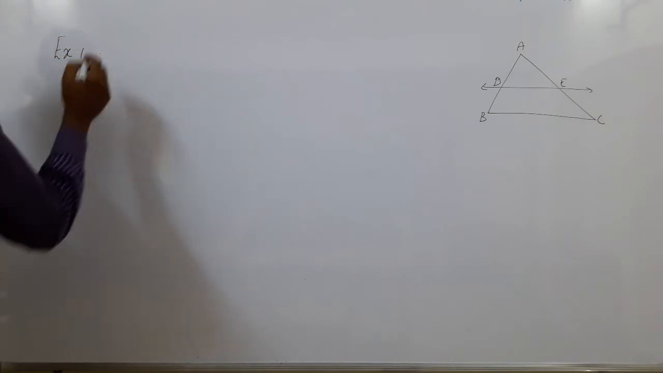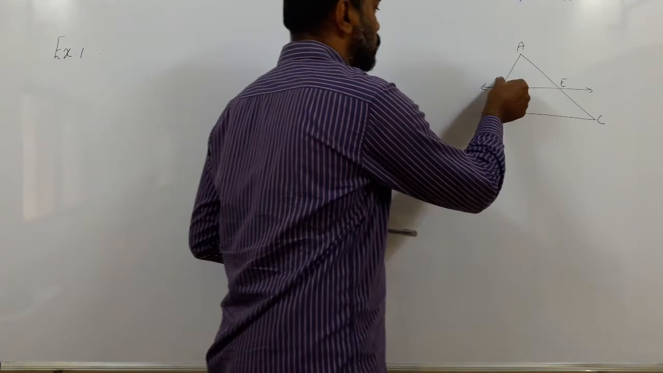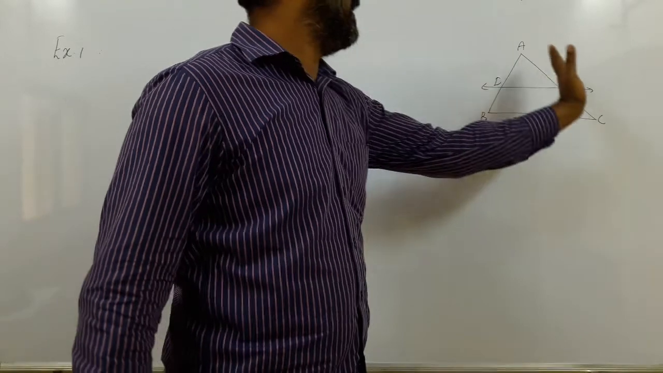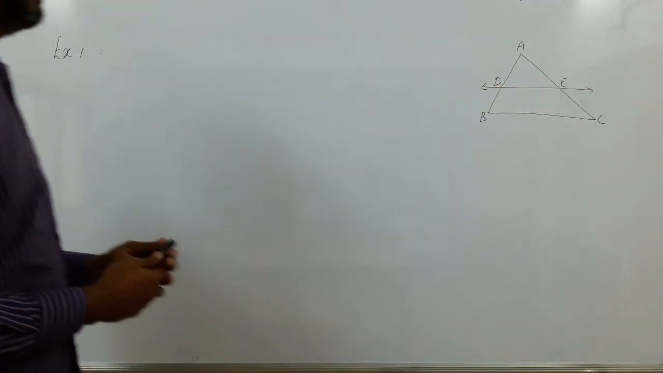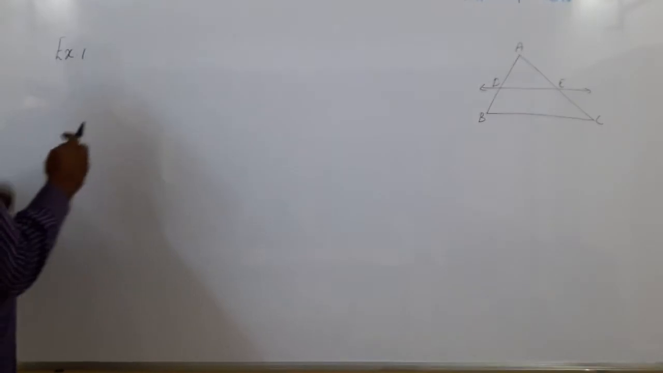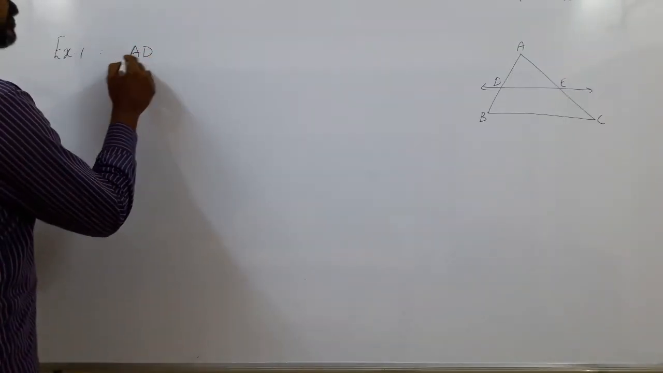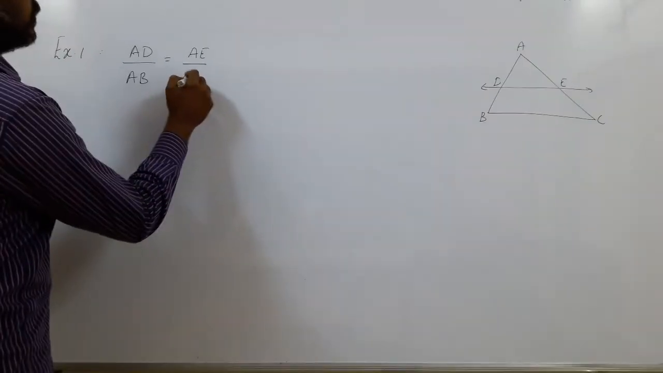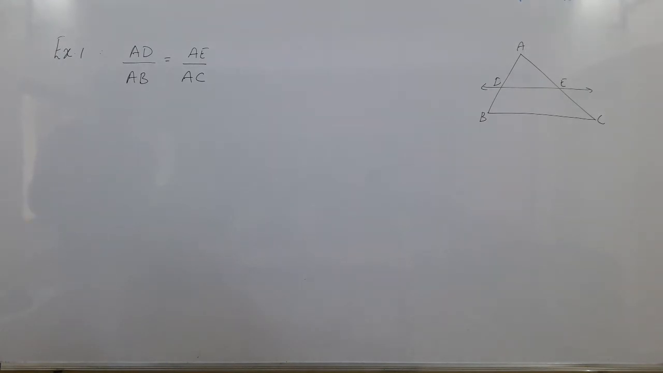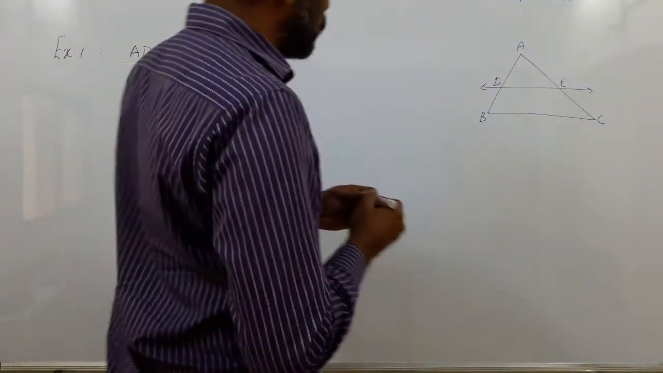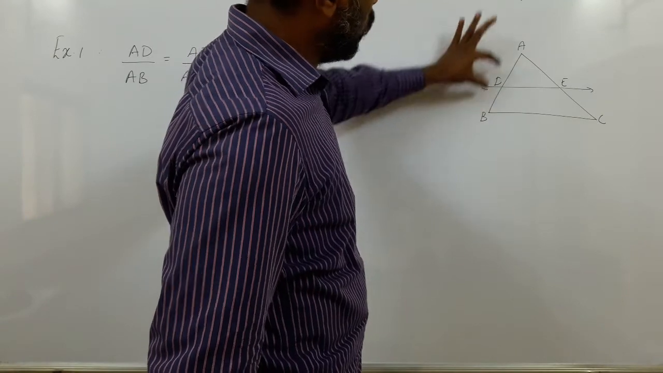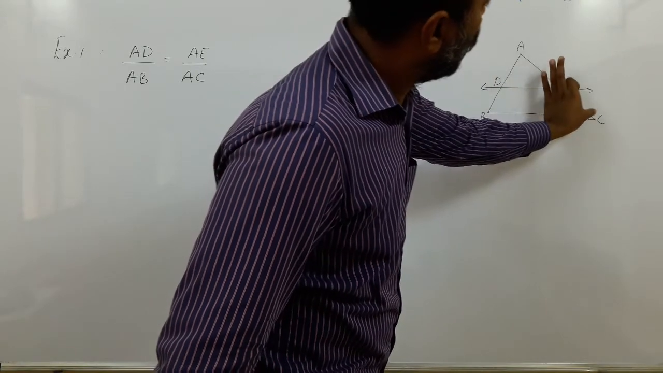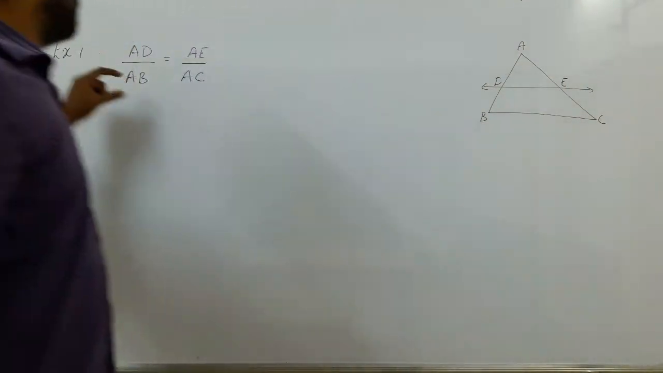What is the data? A line DE parallel to BC intersects AB and AC in the points D and E. Okay? You have to prove this time that AD upon AB equal to AE upon AC. Understand the difference here. Last time we proved AD upon BD equal to AE upon EC. We took it in parts.